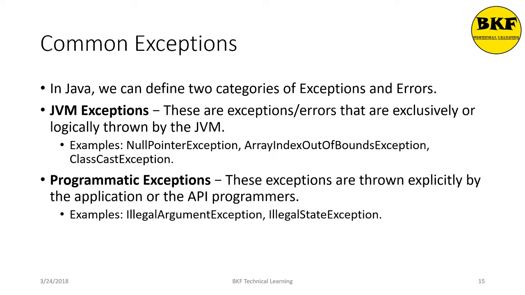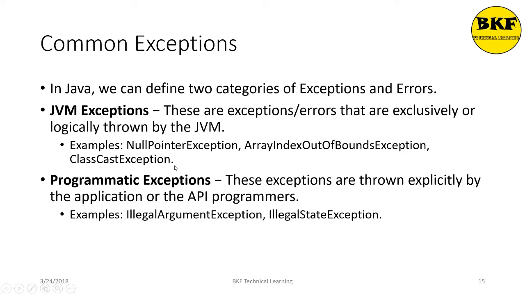Okay, moving on to common exceptions. In Java we can define two categories of exceptions and errors. First is JVM exceptions and second is programmatic exceptions. JVM exceptions are exceptions or errors that are exclusively or logically thrown by the JVM, and these are the examples: NullPointerException, ArrayIndexOutOfBoundsException, ClassCastException.